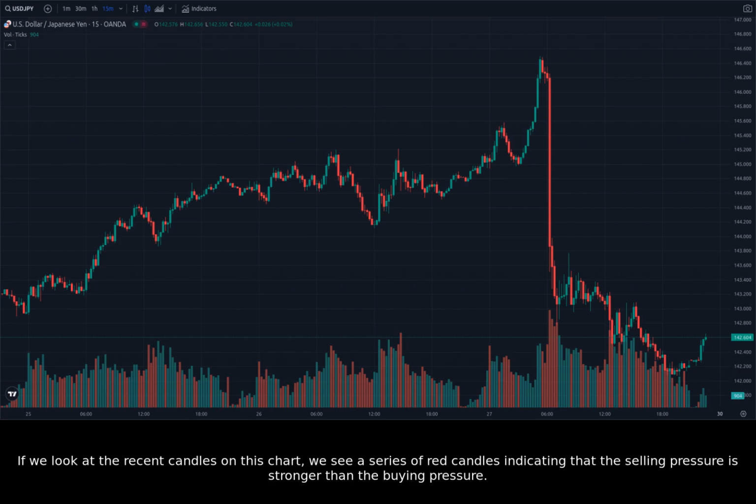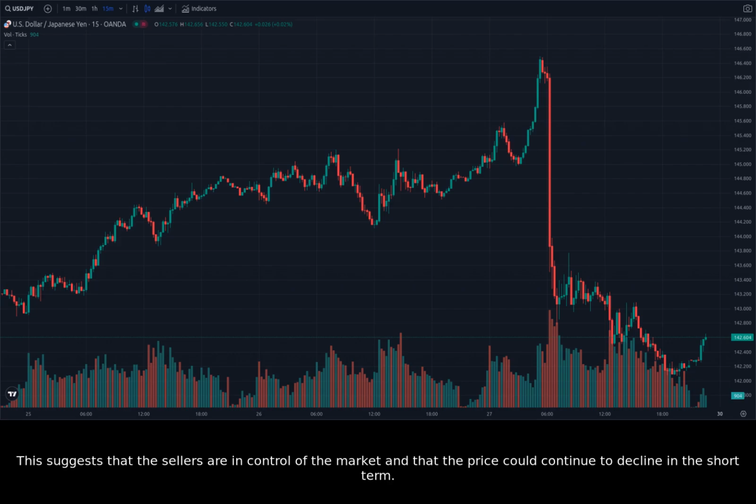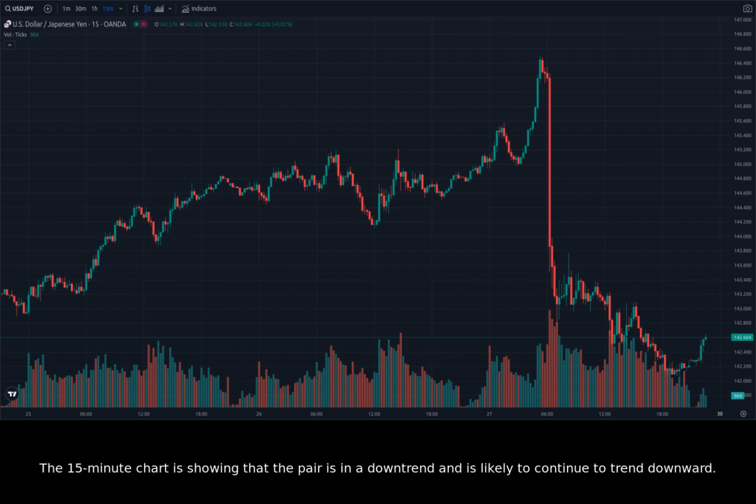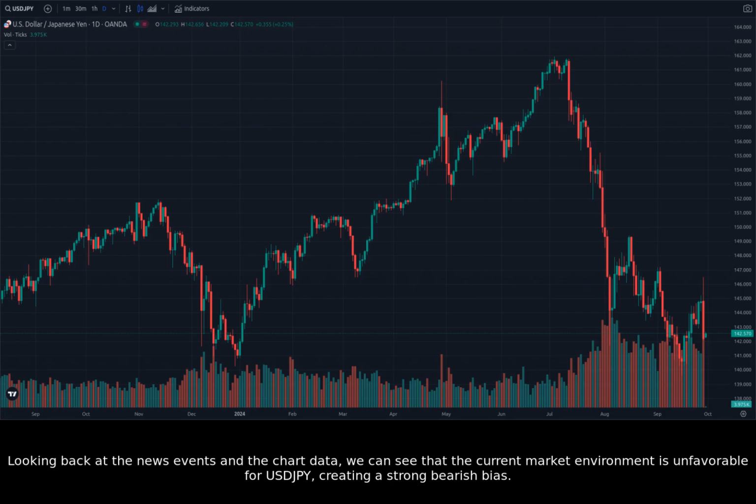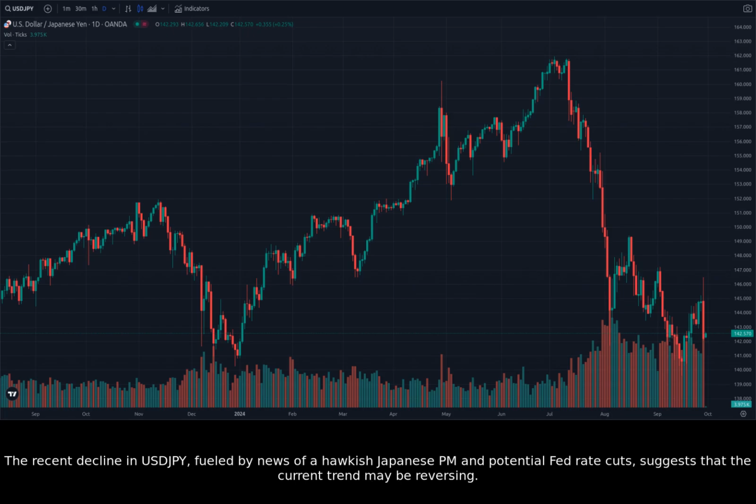If we look at the recent candles on this chart, we see a series of red candles indicating that the selling pressure is stronger than the buying pressure. This suggests that the sellers are in control of the market and that the price could continue to decline in the short term. The 15-minute chart is showing that the pair is in a downtrend and is likely to continue to trend downward. Looking back at the news events and the chart data, we can see that the current market environment is unfavorable for USDJPY, creating a strong bearish bias. The recent decline in USDJPY, fueled by news of a hawkish Japanese PM and potential Fed rate cuts, suggests that the current trend may be reversing.